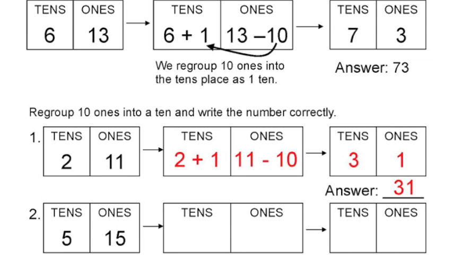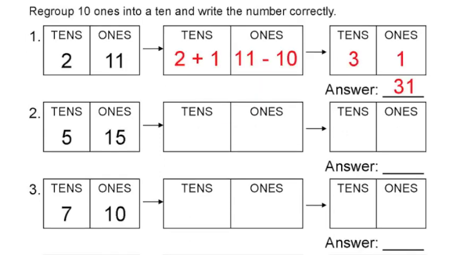So basically, 31 is the same thing as 3 tens and 1 one, which is also the same thing as 2 tens and 11 ones. It's just a conversion. You're not doing any addition or any subtraction overall. You're just doing a conversion.